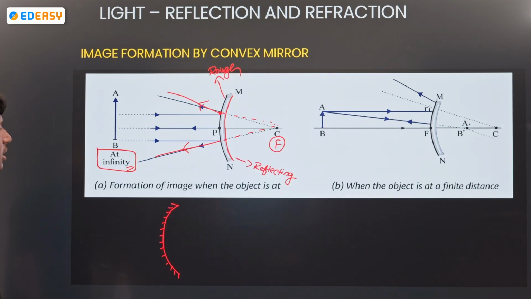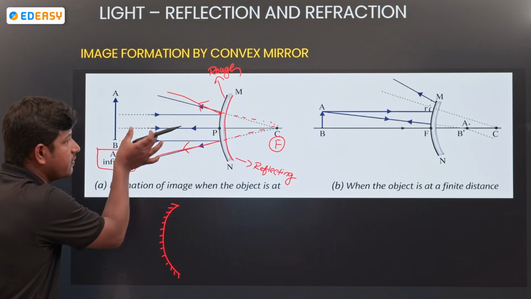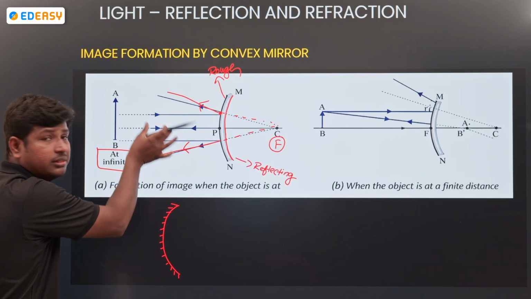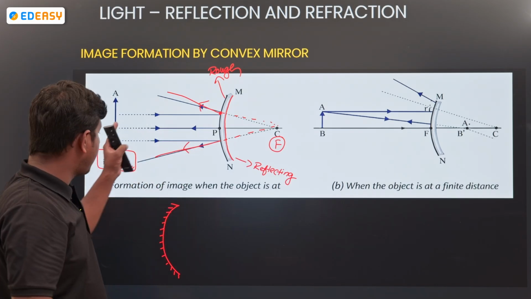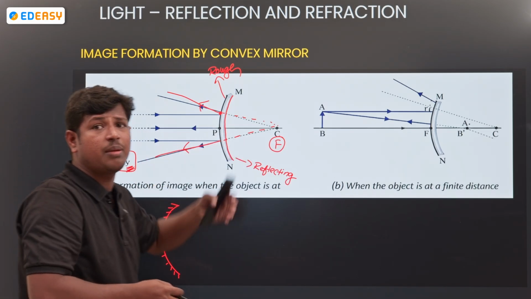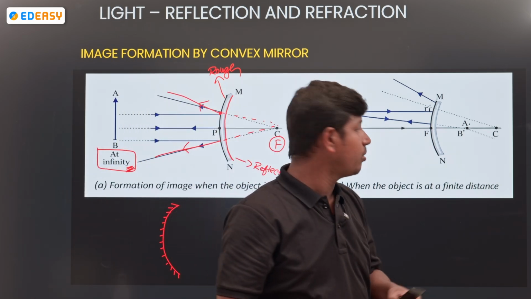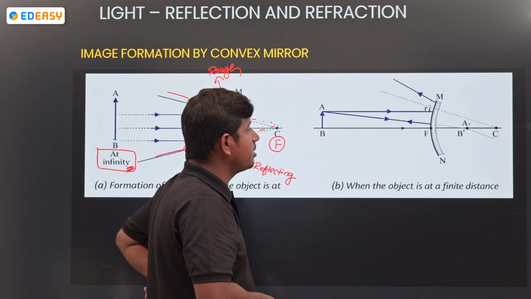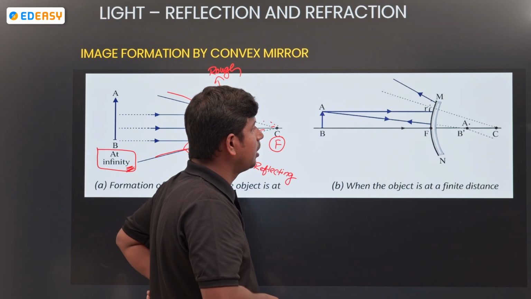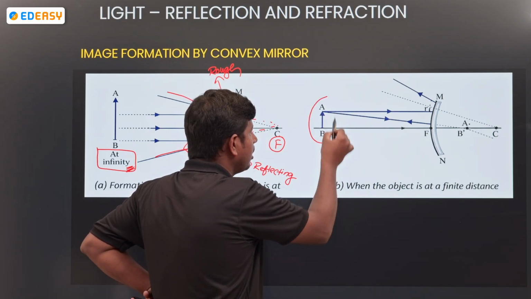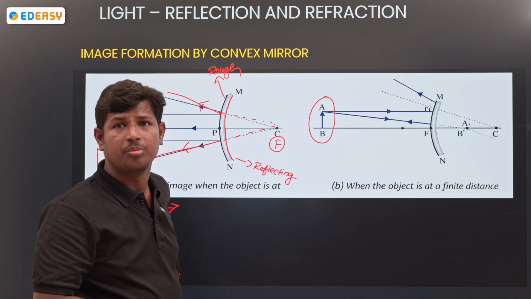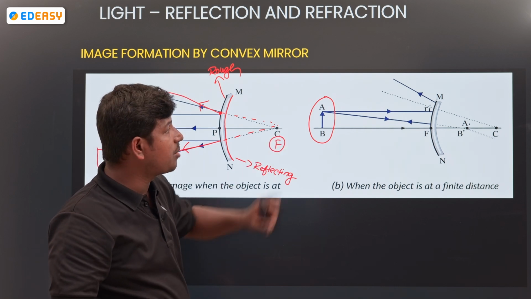Where is the object position here? See how the light rays will be parallel. Where will the object be if the object is at infinity? In the image you will capture it at focus. And look at the second diagram, where is the object position? The object position is here, where the image you capture.